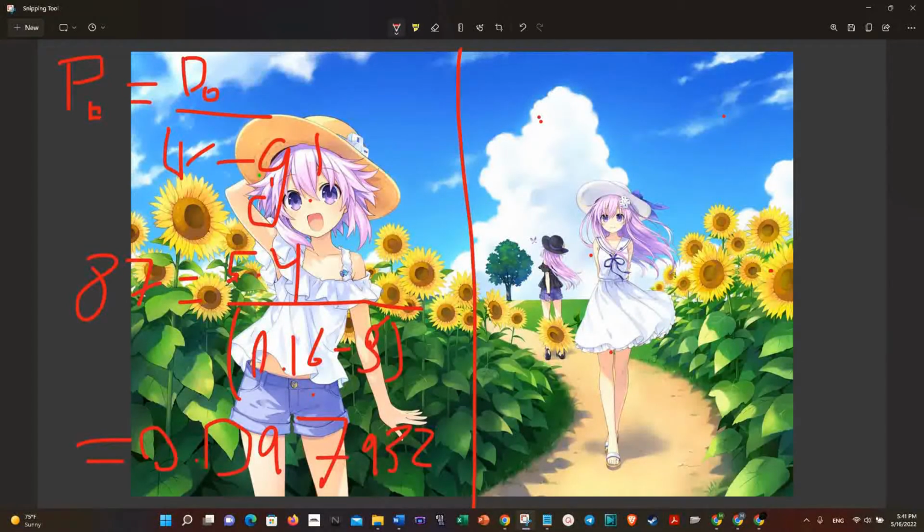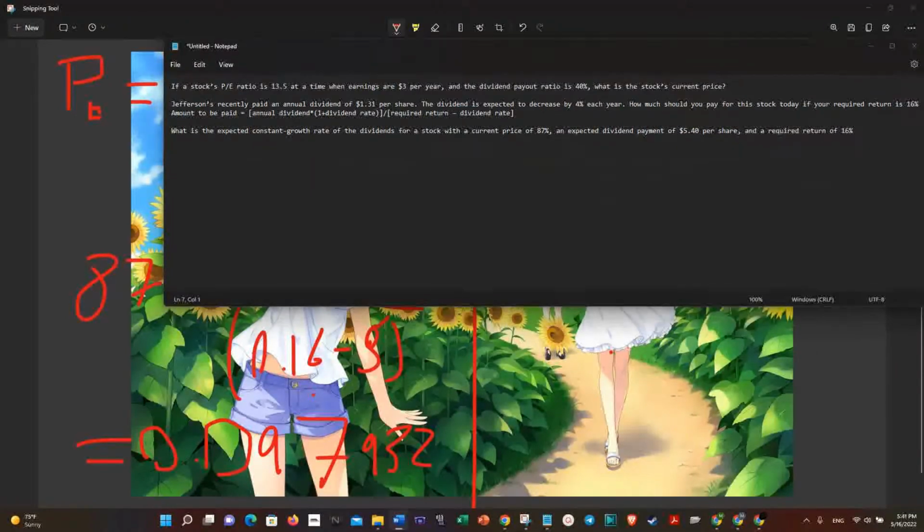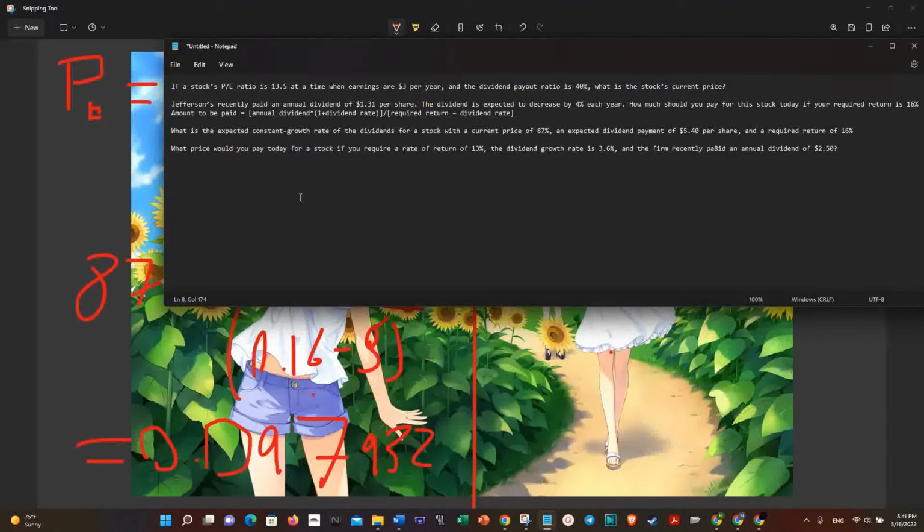So then the next question will be seen here. What price would you pay today if a stock required a return rate of 13% and a dividend growth rate is 3.6%, and the firm recently paid an annual dividend of $2.50? Do you guys know?